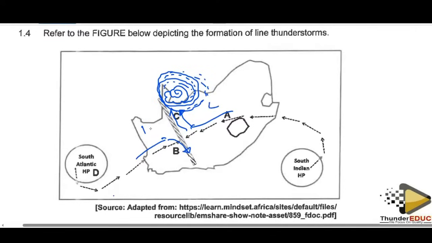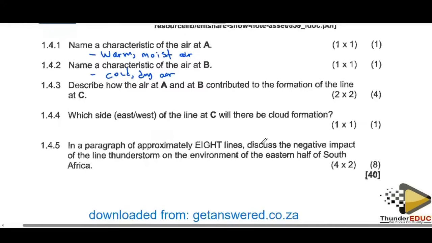So this will be the eastern side, the east side of line C. This will be the west of the line. This is our line here, right? So this is the eastern side of line C. This is the western side of line C. So the eastern side will experience more clouds as compared to the western side. So for our case, we're going to say the east side of the line.